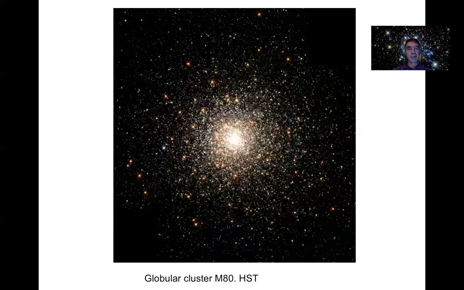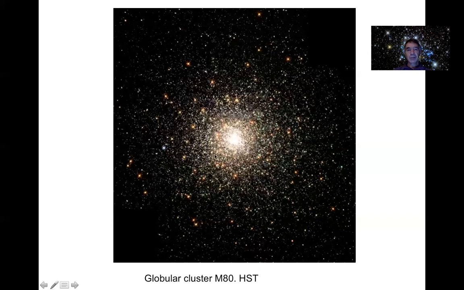So let's have a look at a picture of some globular clusters. So here is a beautiful one. Again, this is taken with the Hubble Space Telescope. And you can see incredible concentration of stars here. So even with the high spatial resolution of the Hubble, you can't even see through the middle here because there's so many stars in the way.